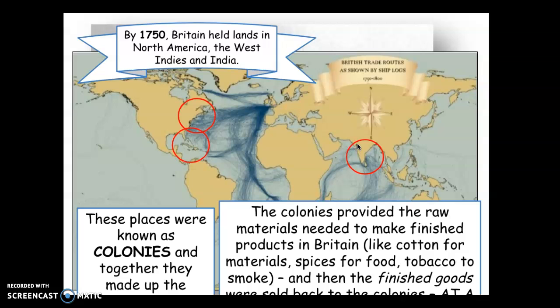So raw materials are acquired from the colonies. They are taken to Great Britain, where they are made into products in their factory system, and then those manufactured products, let's just say clothes, for example, made out of cotton, will then be sold back to the colonies at a much higher price.